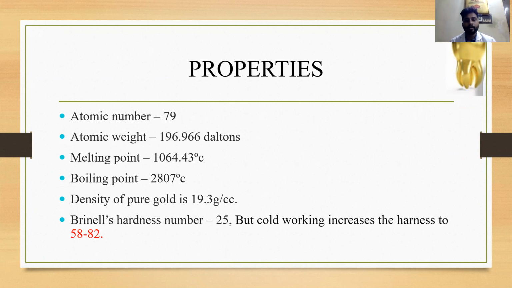So coming to the properties of gold, it has an atomic number of 79, atomic weight of 196.9 daltons, melting point of 1064.4 degrees Celsius, and boiling point of 2870 degrees Celsius. The density of pure gold is 19.3 gram per cc. The Brinell hardness number is 25, but cold working increases the hardness to 58 to 82.